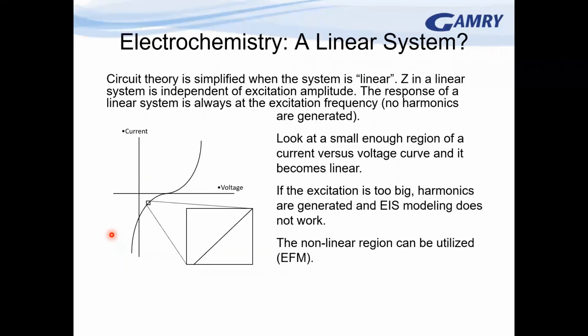So when we look at a linear system, we know that inherently electrochemical systems are not linear. But what we want to do is zoom into a small section of the curve by applying only a very small excitation. And that's going to essentially give us a linear response. And that allows us to do EIS, to do modeling of the data and to fit it to models.